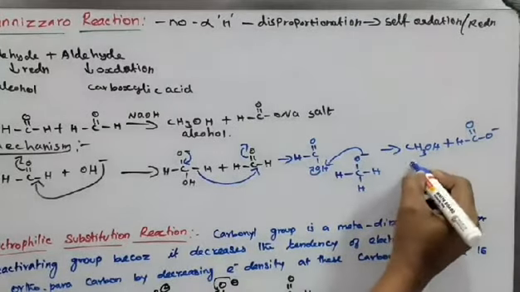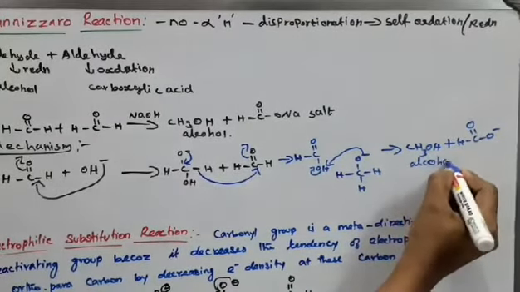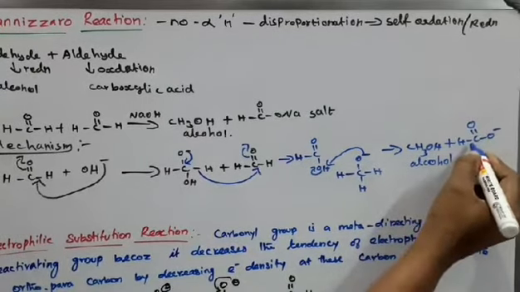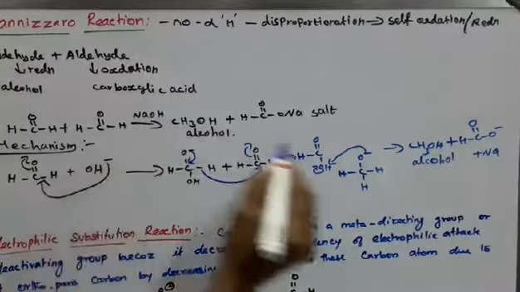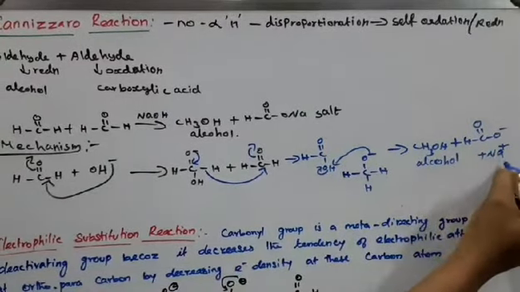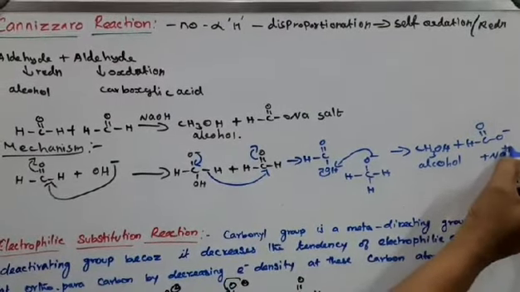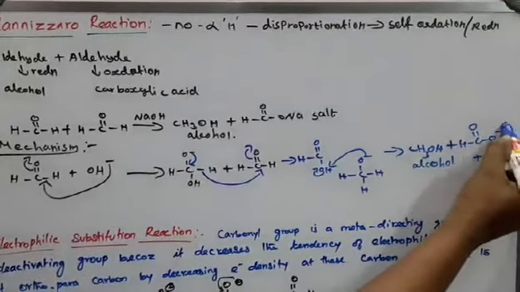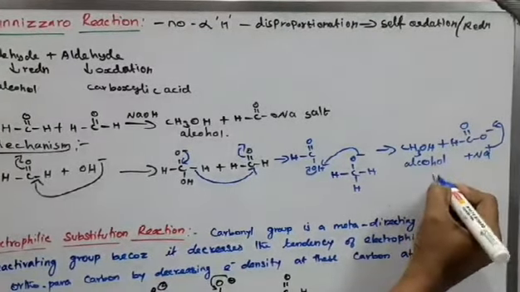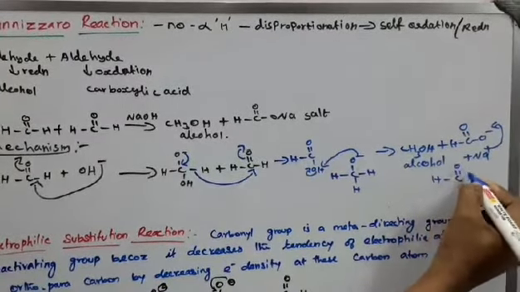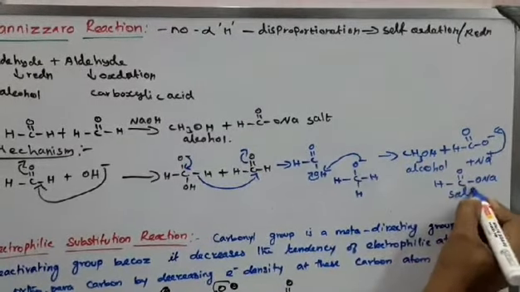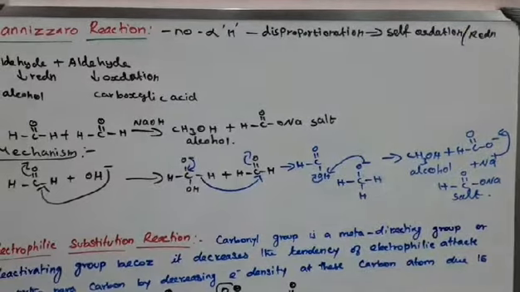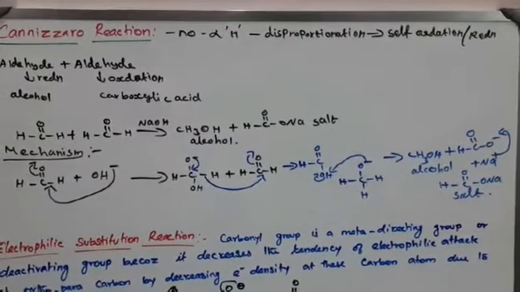Okay, so we get alcohol, and this is the carboxylate anion. Since we are using sodium hydroxide alkali, this Na plus shifts to here, so what do you get? HC double bond ONa. Okay, this is the salt, the carboxylate salt. This is your Cannizzaro reaction mechanism.